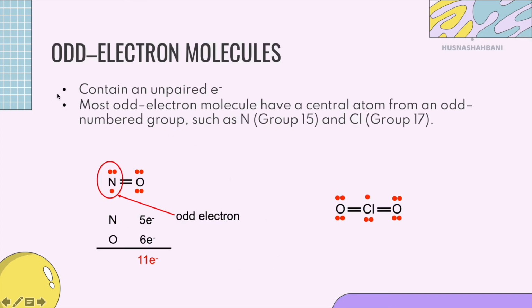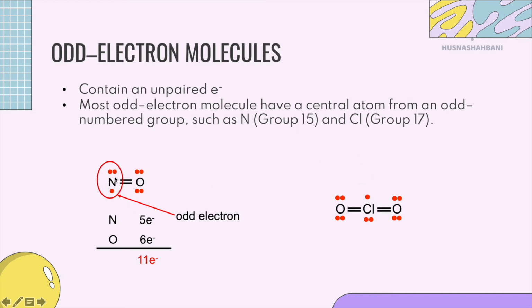Odd electron molecules contain an unpaired electron. Focus on the central atom. It contains an unpaired electron. Most odd electron molecules have a central atom from an odd numbered group, such as nitrogen, group 15, and chlorine, group 17. Not even numbered groups, but odd numbered groups.